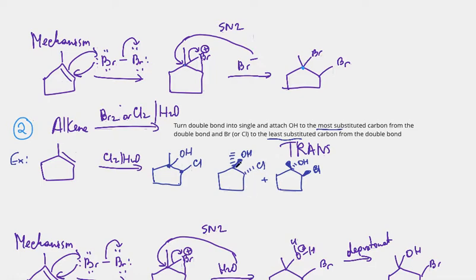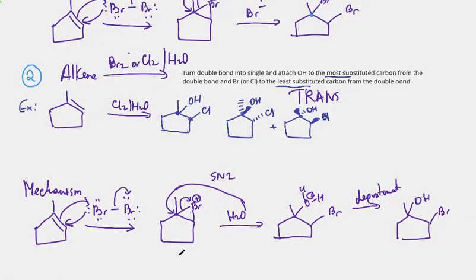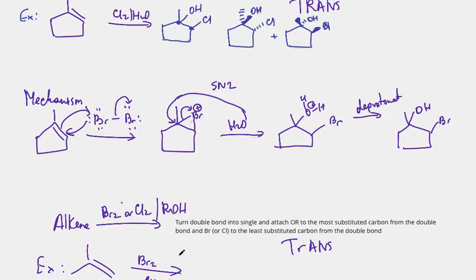And here, the most important thing to remember is that you turn the double bond into a single bond, and you attach OH to the most substituted carbon from where your double bond was, and Cl or Br, depending on your reagent, to the least substituted carbon from where the double bond was, and these 2 attachments will be trans. Now let's go ahead and look at the mechanism again. I put the mechanisms for the reactions that I thought were important to see the mechanism from.